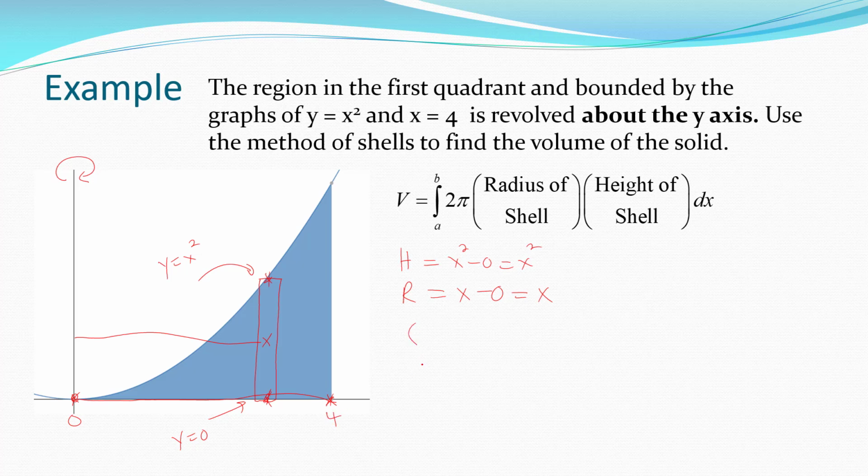So the integration should then be, the volume equals the integration from 0 to 4 of 2 times pi times the radius, which here is x, times the height, which is x squared dx, and that's it. So this is going to be the integration from 0 to 4 of 2 times pi times x cubed dx. And if you compare this integral to when I did it using the method of washers, I think you'll agree this is a lot simpler. And in fact, I'll leave it for you, because I'm sure you can do it.